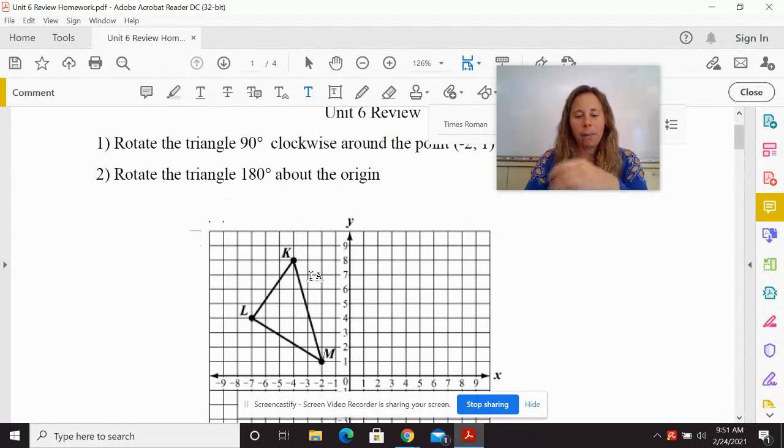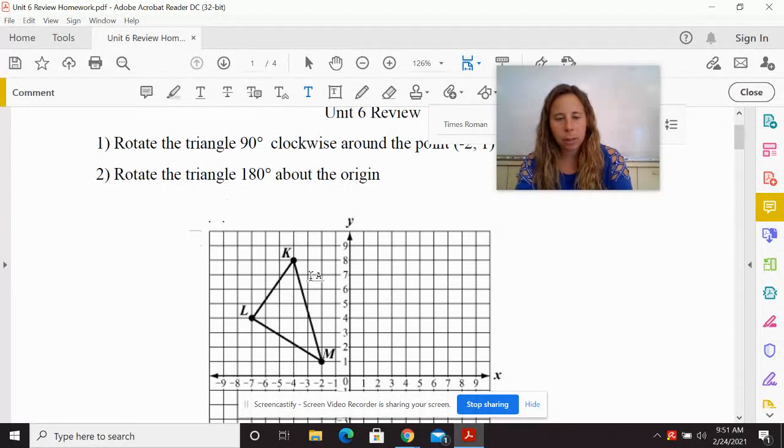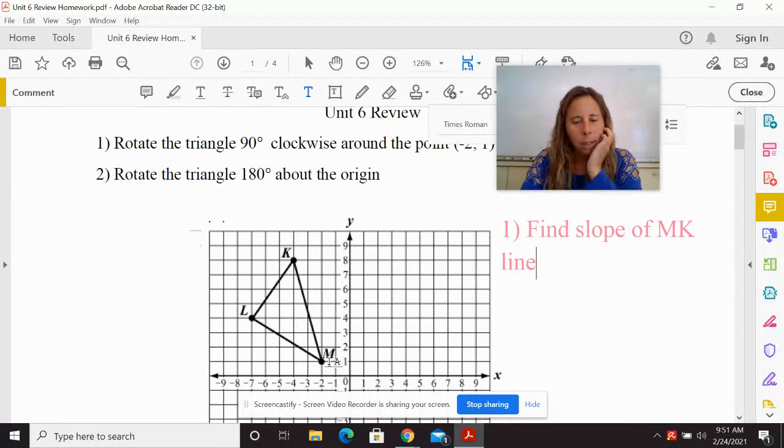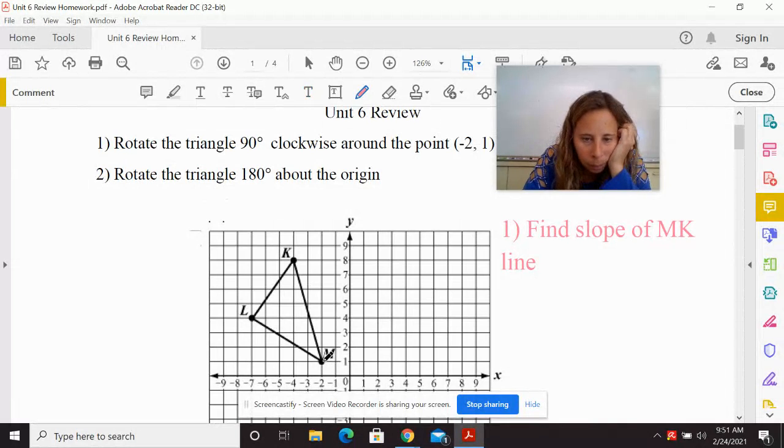I'll just do K. So I'm going to do K first. So step 1, find slope of MK line. Okay, this line right here. So let me see, what is the slope? It looks like we are going 1, 2, 3 over 1, 1, 2, 3.